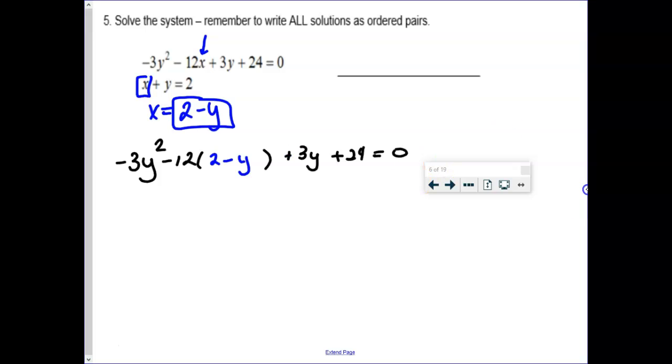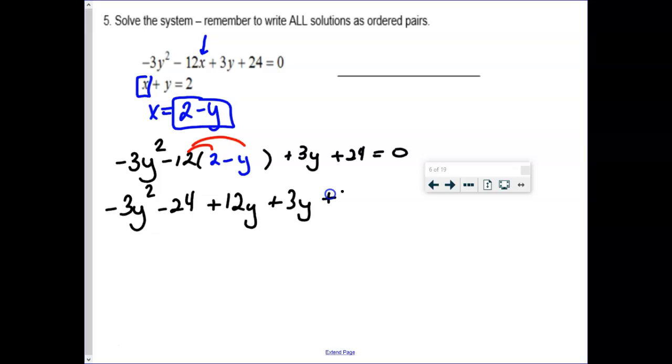All right, here goes. You do have some distribution right here. You've got a negative 12 that you're distributing. So we do definitely have a quadratic. These usually end up being quadratics. This is a minus 24 plus a 12y, plus 3y plus 24. Now, this quadratic, definitely not ready for me to consider how to solve it yet. It is not even simplified.